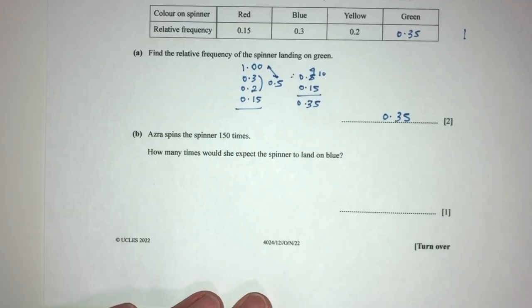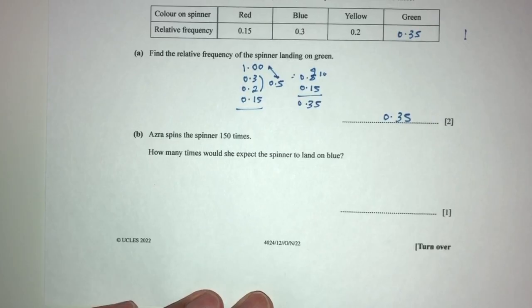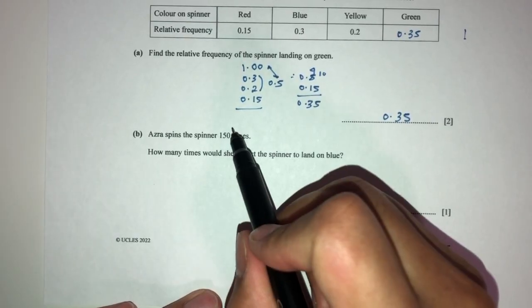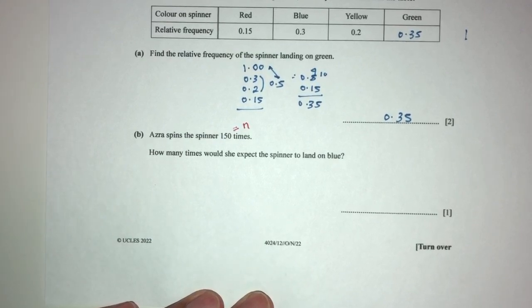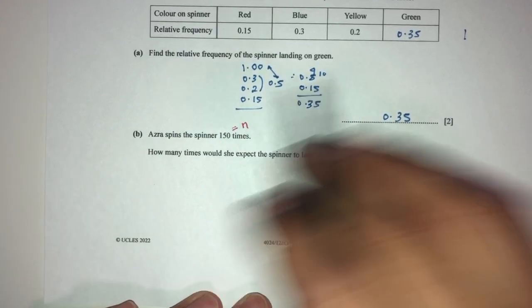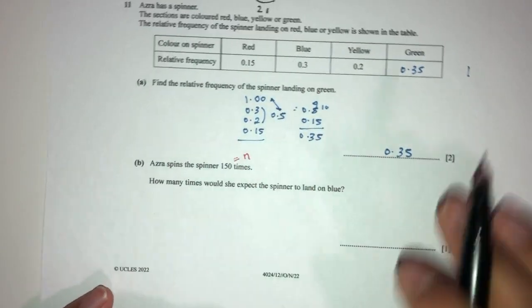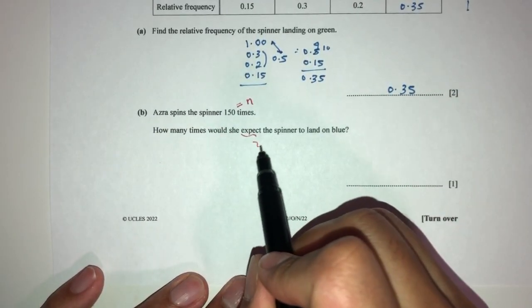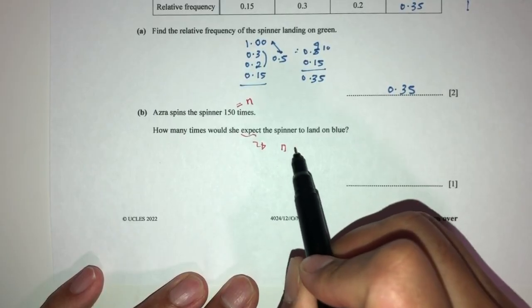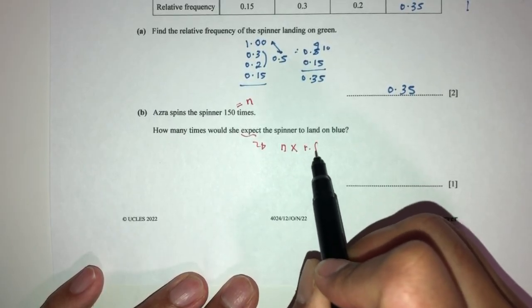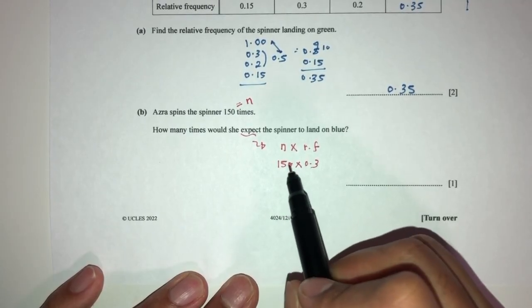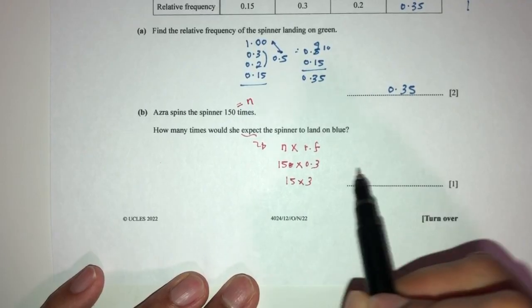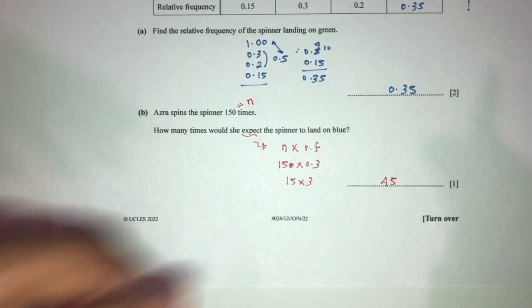Now for part B, we do understand that Azura spins the spinner 150 times. This is the number of times he spins the spinner. We have to find the expectation to land on blue. So pretty easy. Blue we see it is 0.3. Expectation is always going to be equal to number of times we spin times the relative frequency. That will be 150 times 0.3. Send the 10 over here, that will become 15 times 3, and your value will become 45. That is your question number 11.